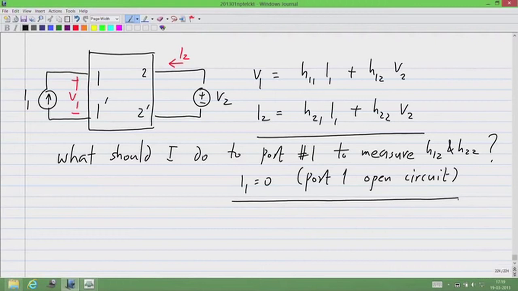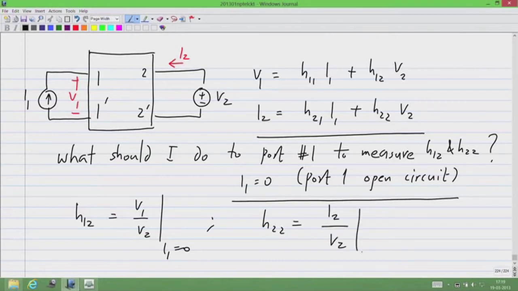So H12 is V1 by V2 with I1 equal to 0 or port 1 open circuited, and H22 is I2 by V2 with port 1 open circuited. So these are the definitions. You can see that the general scheme is the same for all parameter sets. The units, the quantities that you calculate will be different.